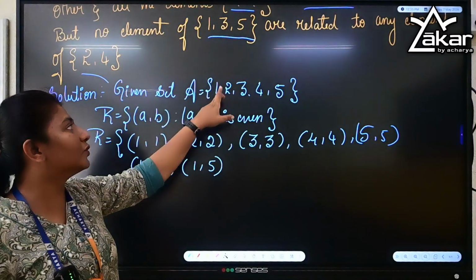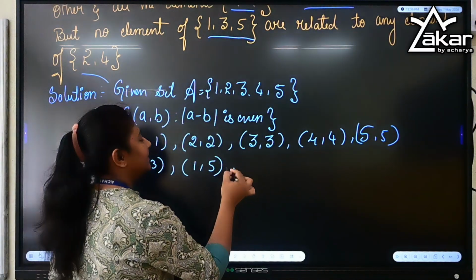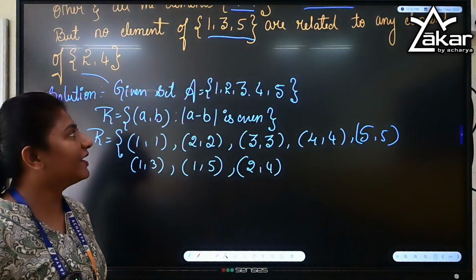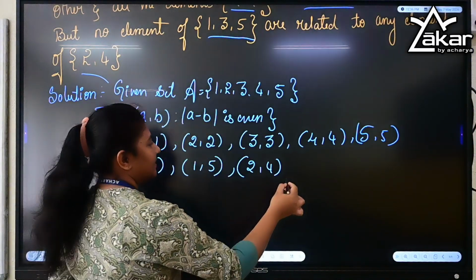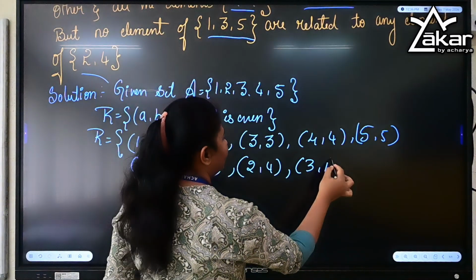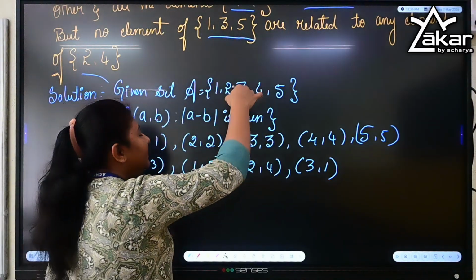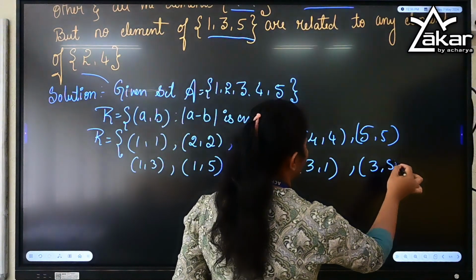Again, let us go for 2 minus 1, no. 2 minus 3, no. 2 comma 4, yes. 2 comma 4 is possible. 2 comma 5, no. Again, 3 minus 1, yes. 3 comma 1 is possible. Again, 3 minus 2, no. 3 minus 3 is possible. 3 comma 4 is not. Again, 3 comma 5 is possible.